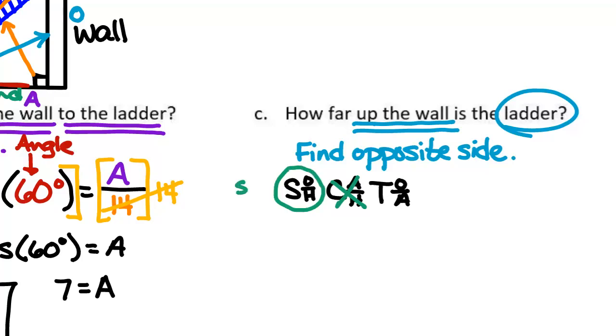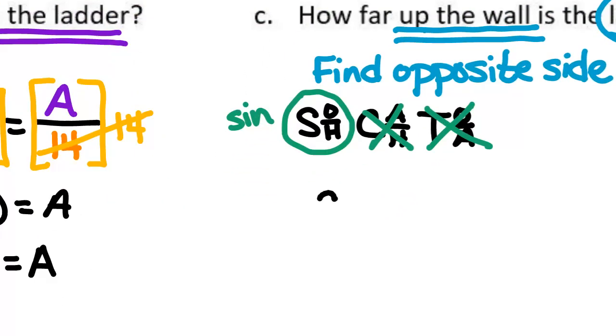Technically, do we know the adjacent side now? Yeah, we just found it. But do I ever want to use things that I just found to find the next part? Not unless I have no other choices. I always want to go back to the original information, because if I messed up the first part, I don't want to mess up the second part by using that mistake. All right, so sine.